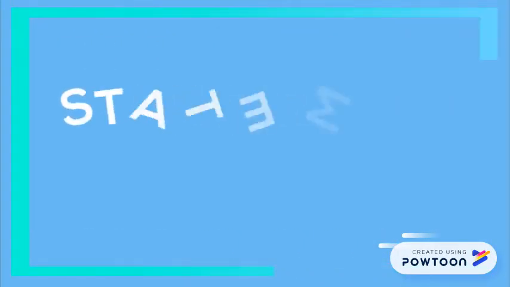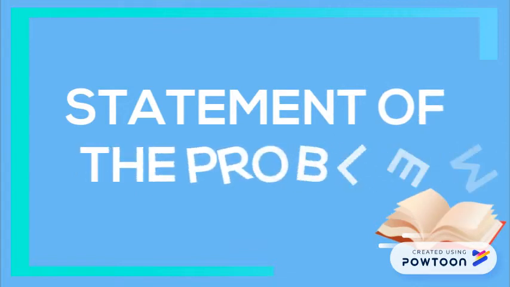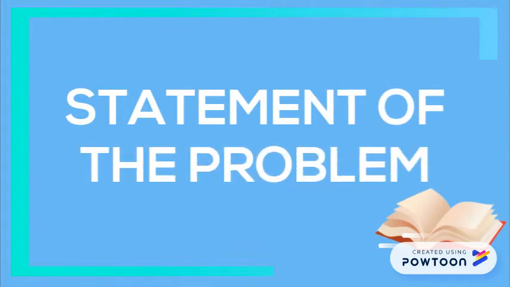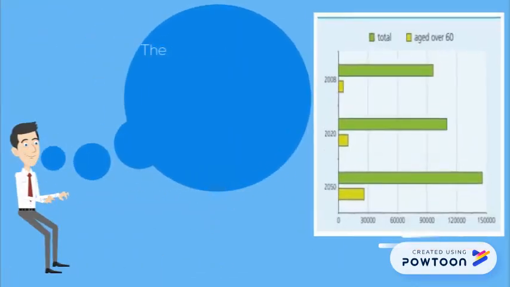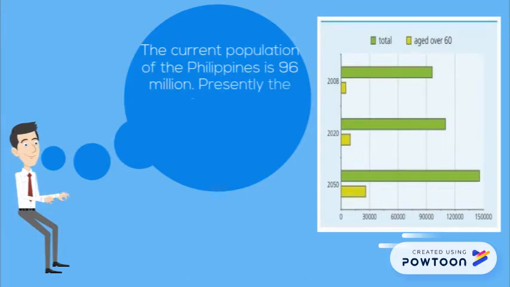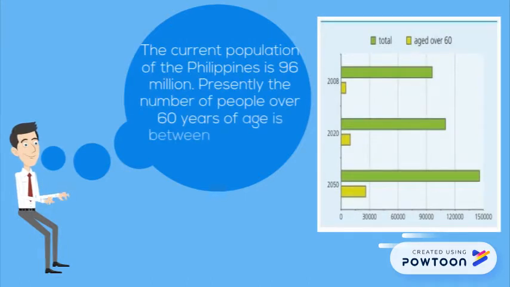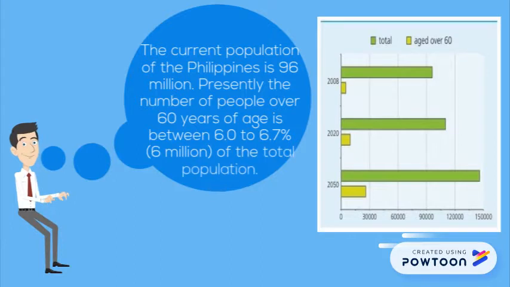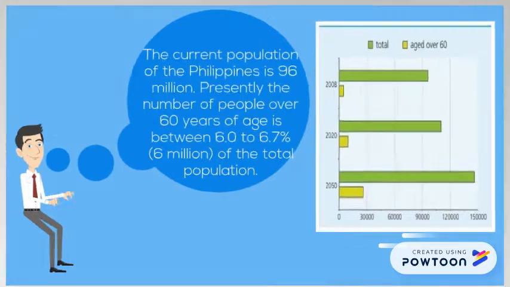For the statement of the problem, the current population of the Philippines is 96 million. Presently, the number of people over 60 years of age is between 6.0 and 6.7% of the total population.